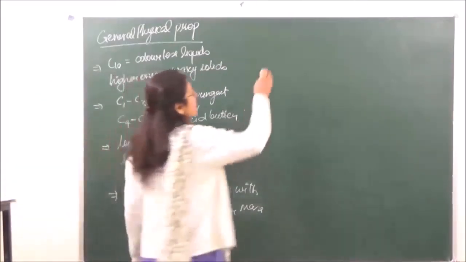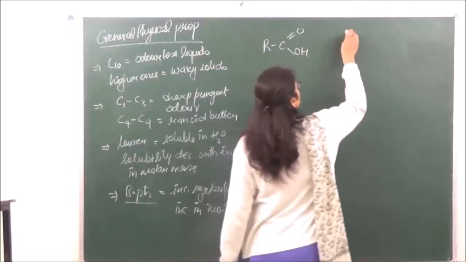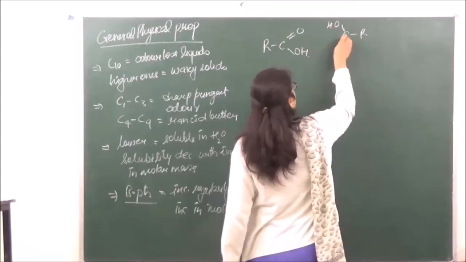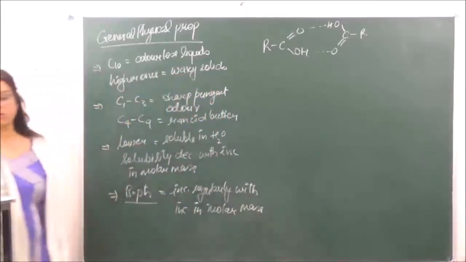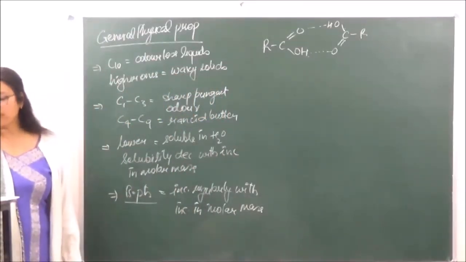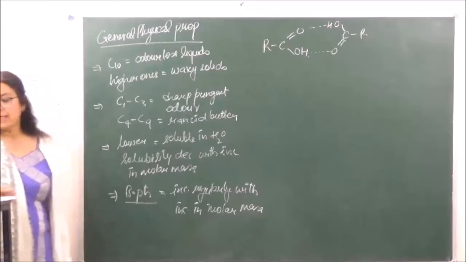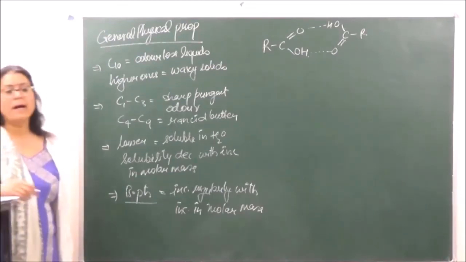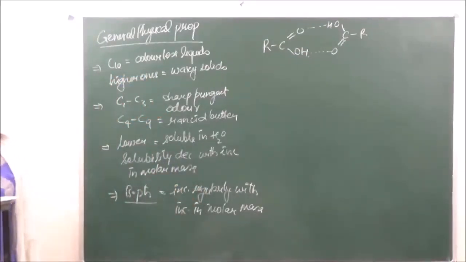So if you're looking at the carboxylic acids, they form hydrogen bonds of this type, so they generally form dimers. This is the kind of hydrogen bonding, intermolecular hydrogen bonding, which is going to increase the boiling points of acids. As I just told you, the lower members exist as dimers in vapor phase and in aqueous solution. But when we are talking of carboxylic acid in liquid phase, they are going to exist as polymers.